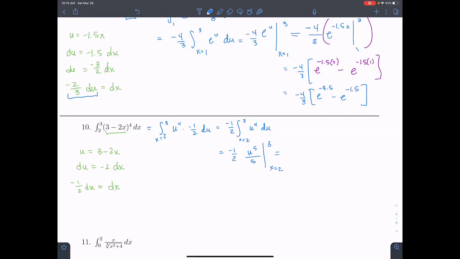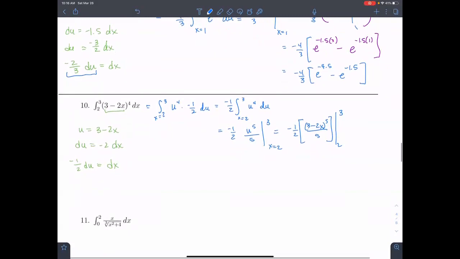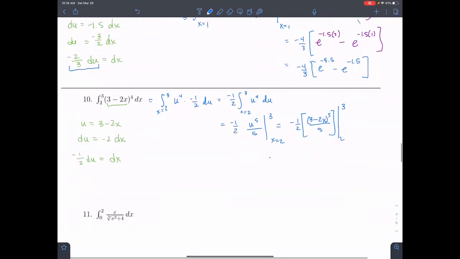U is 3 minus 2x. So we have negative 1/2 times (3 minus 2x) to the fifth over 5. Evaluate it from 2 to 3. So negative 1/2 on the outside. And then this part will be with the 3, and then minus this part with the 2.